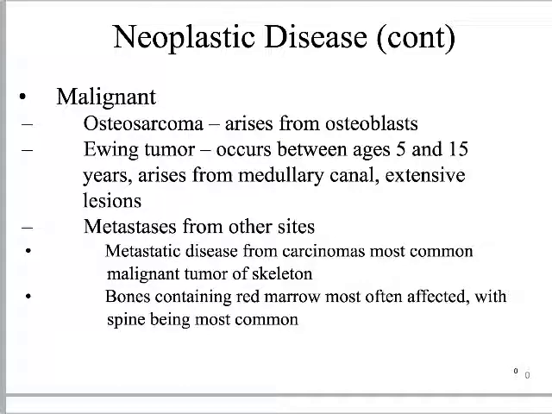So anytime we have metastases of bony tumors, these can wind up in distant parts of the skeleton. And frequently it's going to be bones that contain red marrow that are going to be most commonly affected.